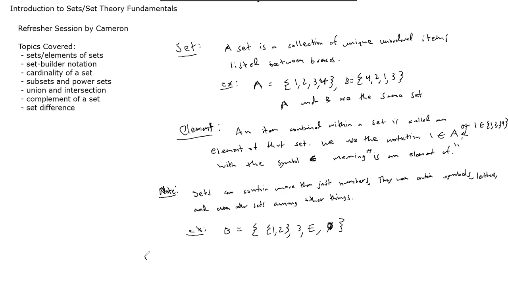On notation, I'll note that this symbol is called the empty set. It's just a 0 with a line through it. It is also sometimes written as just a set of braces with nothing in them.